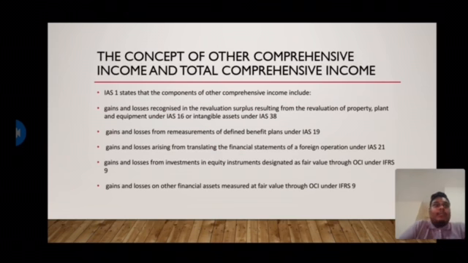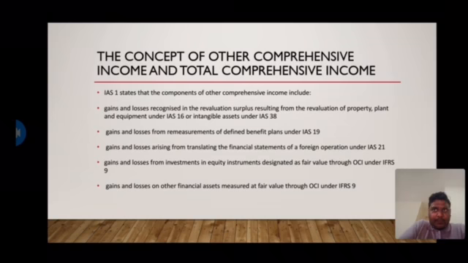So the concept of other comprehensive income and total comprehensive income. In this we see that IAS 1 states that the components of other comprehensive income include gains and losses in the revaluation surplus resulting from the revaluation of property, plant and equipment under IAS 16 or intangible assets under IAS 38, gains and losses from remeasurement of defined benefit plans under IAS 19, and gains and losses arising from translating the financial statements of a foreign operation under IAS 21.